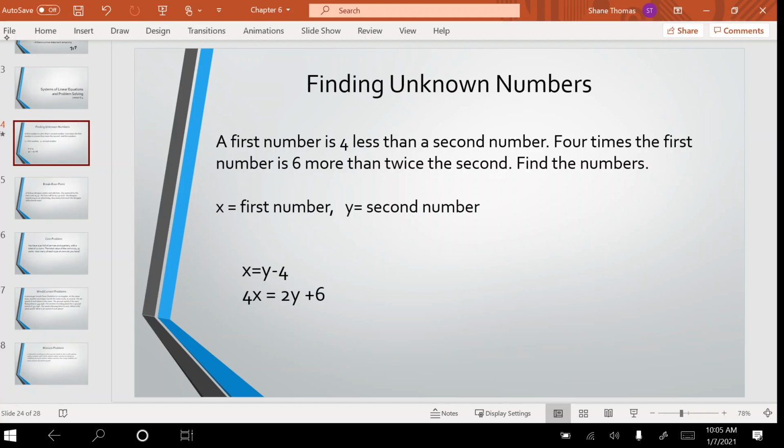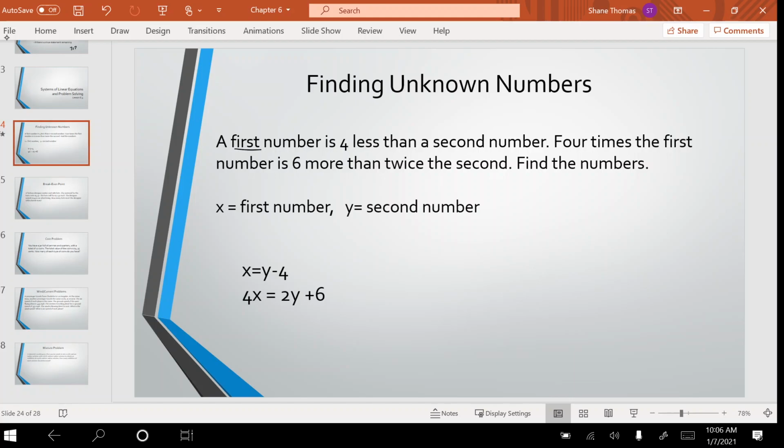All right, let's look at the first one. So obviously I have it written out, but sometimes you get ones like this. You need to break down the wording that's in the problem. Okay, first number is 4 less than a second number. 4 times the first number is 6 more than twice the second number. Find the numbers. All right, just break stuff down. Look at what you're doing.